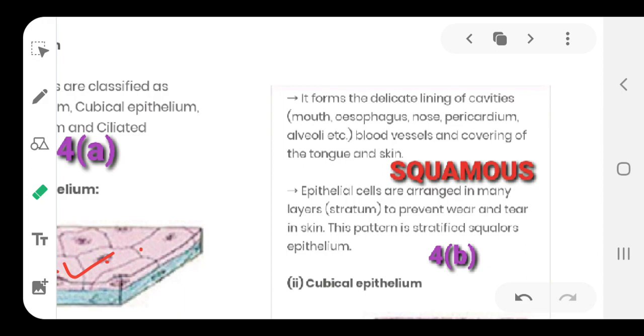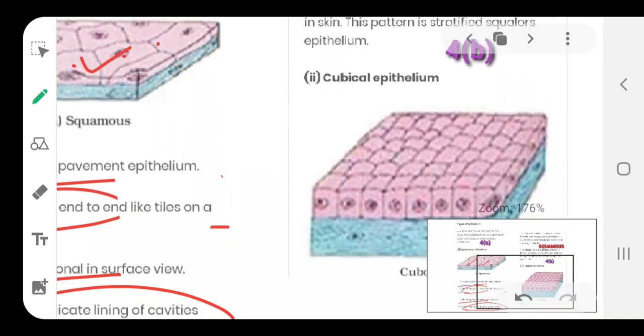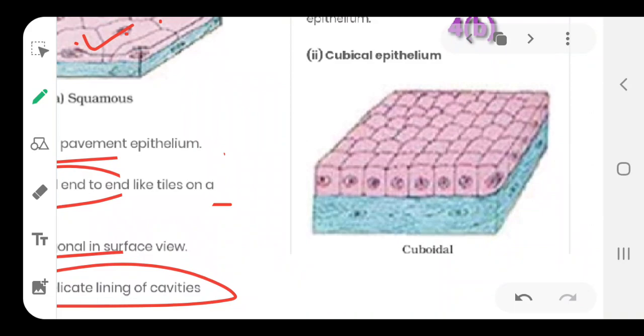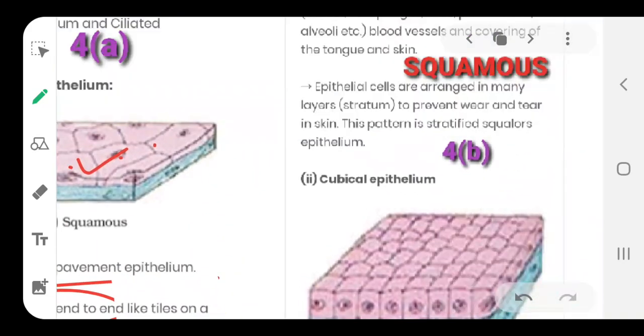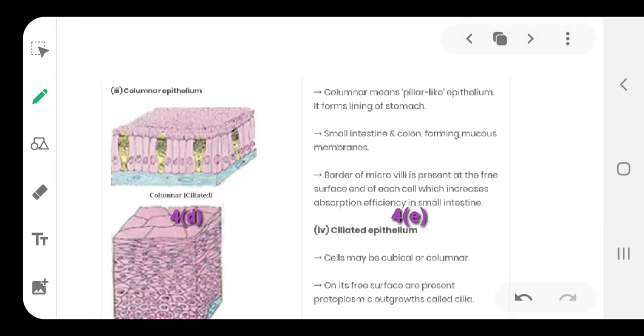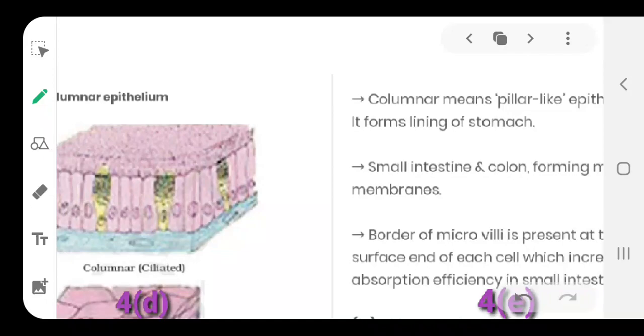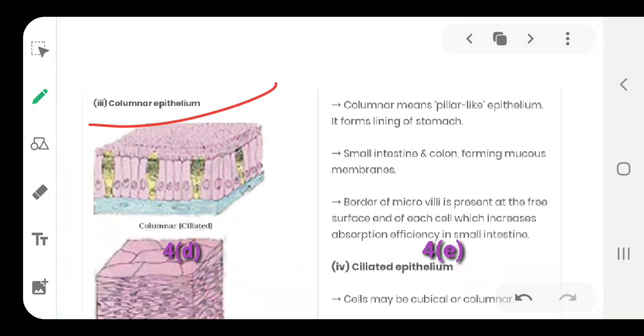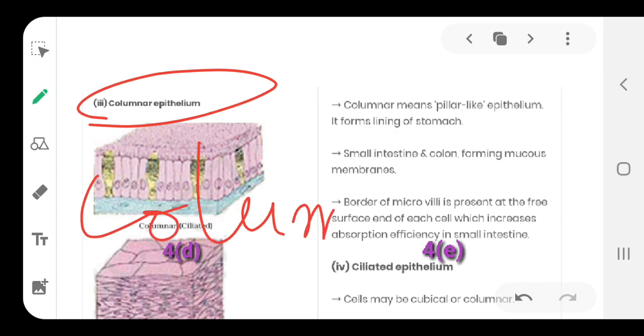And epithelial cells are arranged in many layers, as you can see in the diagram. Then comes the cuboidal epithelium, which we have just seen. Then let us see the other types for the same epithelial tissue. So, the first one you have read about, the second you got it. Now comes the columnar epithelium, columnar epithelium tissue.